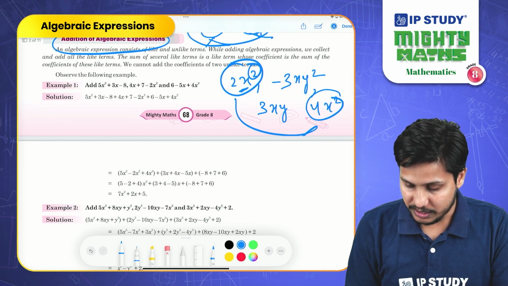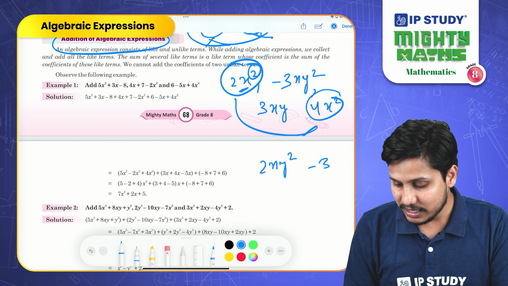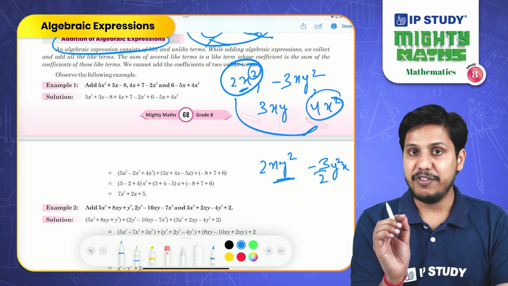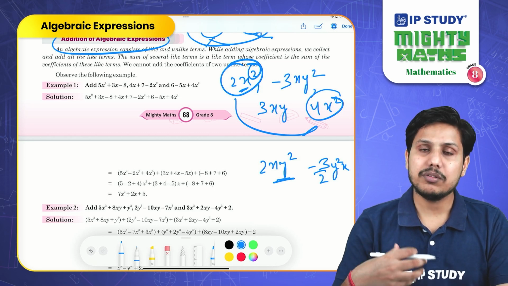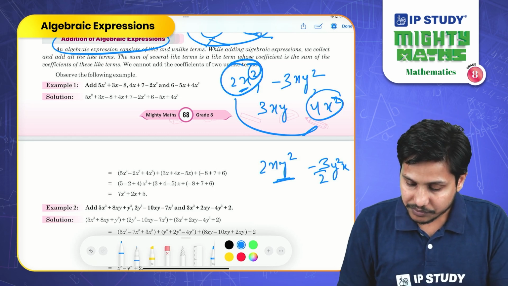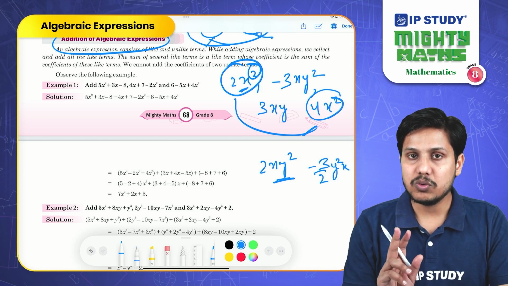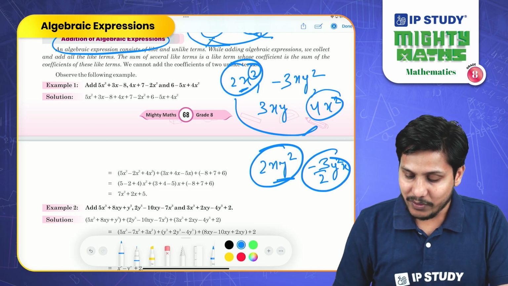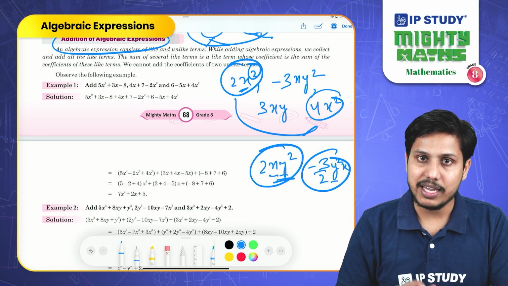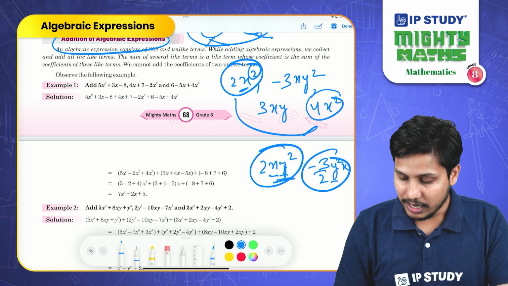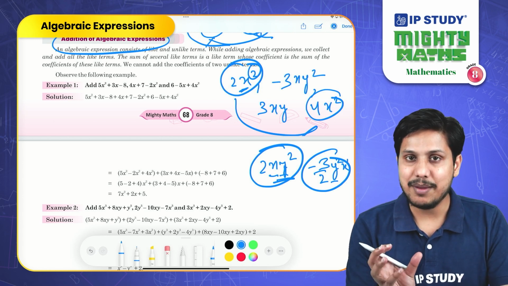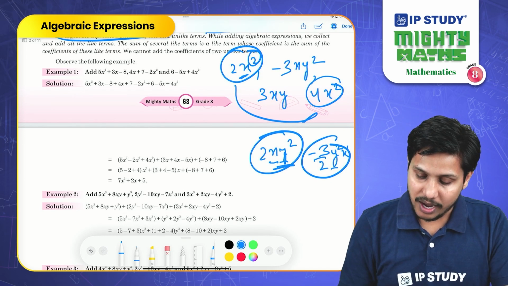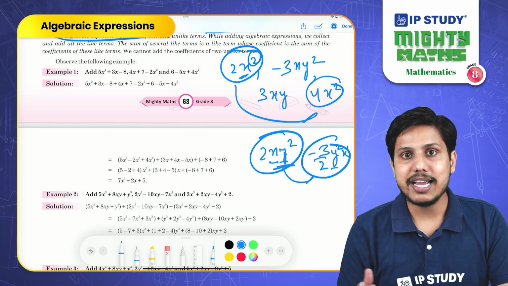Let us see one more example. 2xy square minus 3 by 2 y square x. Here the letters are called variables because their values can be changed. Students, here we can see there are two terms. Now here the variables are the same, x and y, and the exponents also: on y it is 2 and on x it is 1. So both have the same exponents on the variables, and the variables are also the same, x and y. So these two are like terms, and the terms which are not like are called unlike terms.